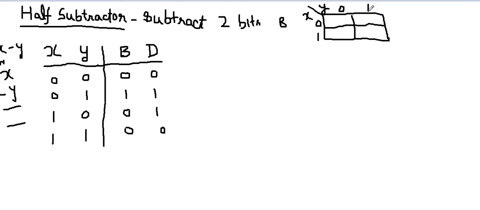So how do we place 1 in these cells? As you can see here, we have 1 for borrow only in one case: when x is 0 and y is 1, we will place 1. So we have this one here, and all other cells are 0, as you can see in this table, right?